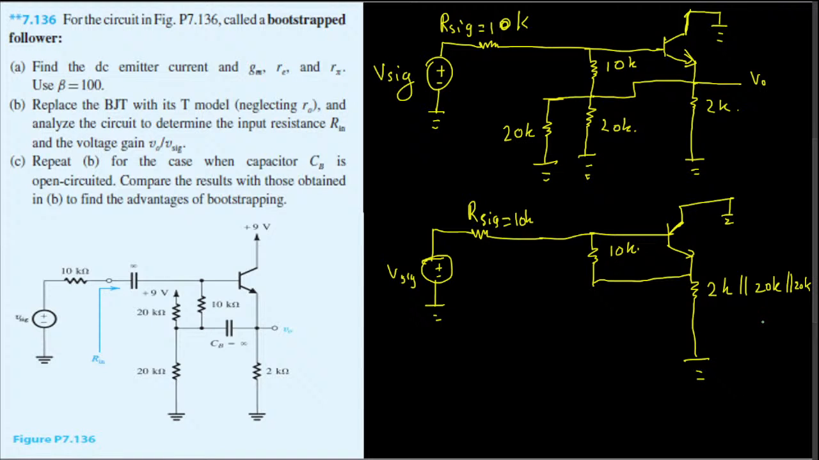Okay, so this is the equivalent resistance, and to solve for it, you can find the parallel equivalent by 1 over R equivalent equals 1 over 2k plus 1 over 20k plus 1 over 20k. Solve for R equivalent and you will end up getting 1.66k ohm resistance. Okay, so that is that.